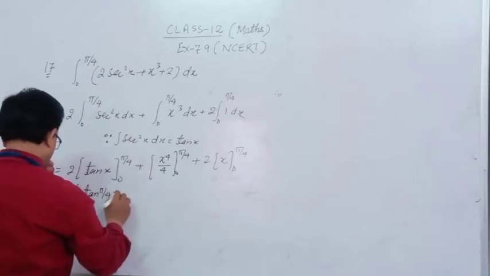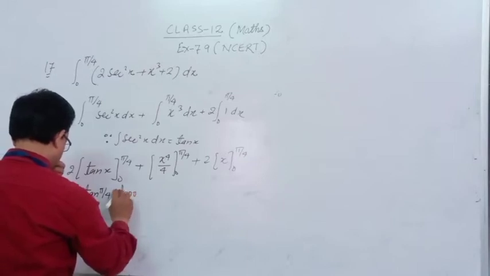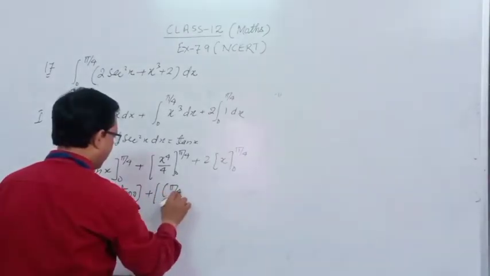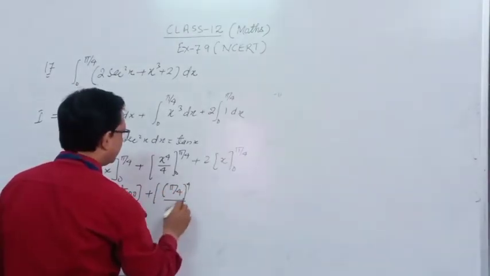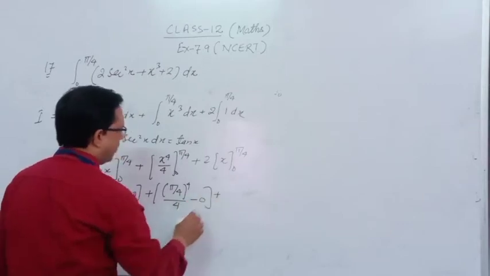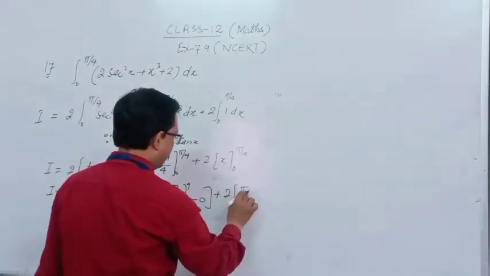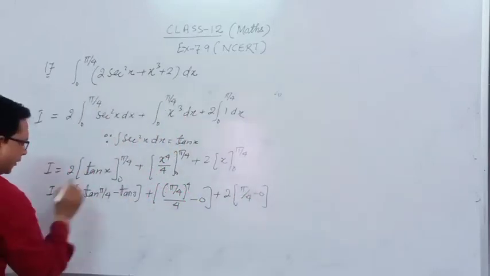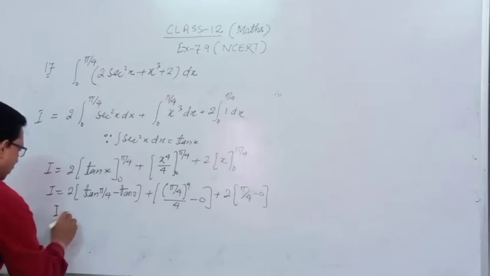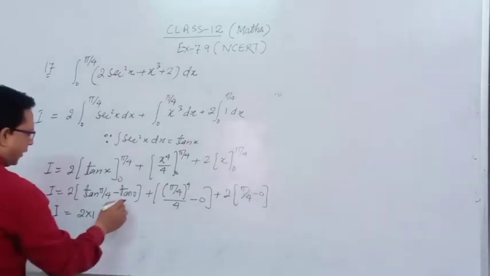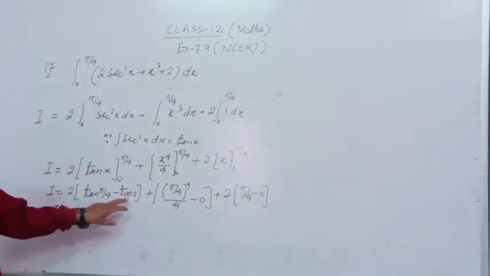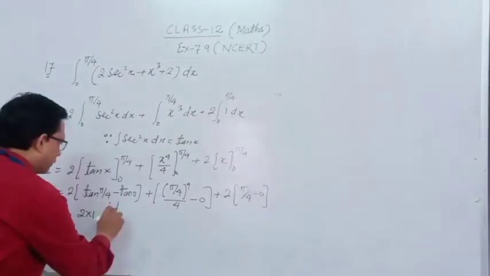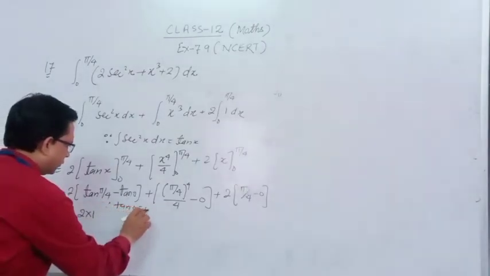Now putting the limits, this is tan pi by 4 minus tan 0, plus (pi by 4) to the power 4 upon 4 minus 0, plus 2 times (pi by 4 minus 0). Tan pi by 4 is 1 and tan 0 is 0. So this becomes 2 into 1. Tan 0 is 0. Students, remember this, tan 0 is 0. So only this portion is there.